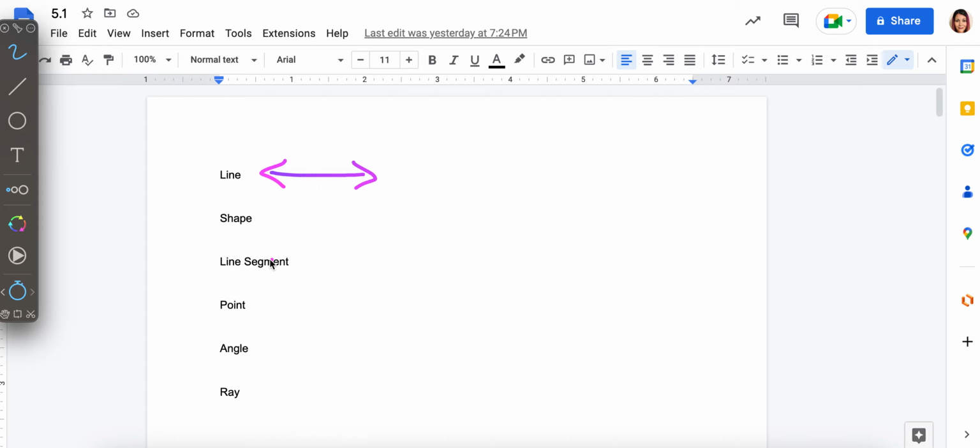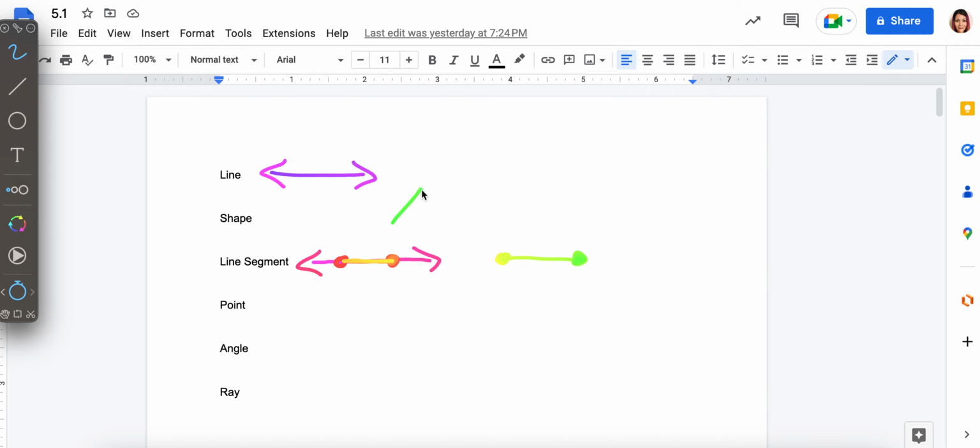I'm going to do a line segment before I do a shape. A line segment is just like part of a line. So we have our line, and a line segment is going to be part of a line, so it's going to have two endpoints. So this part right here would be a line segment. You can draw it like this too. That's a line segment.